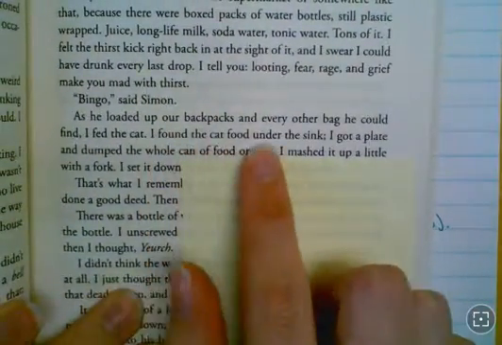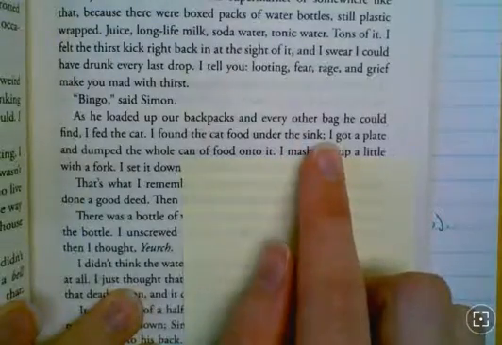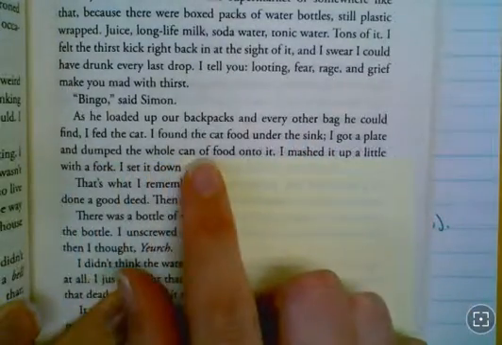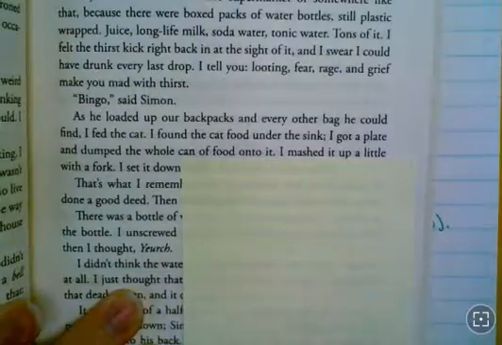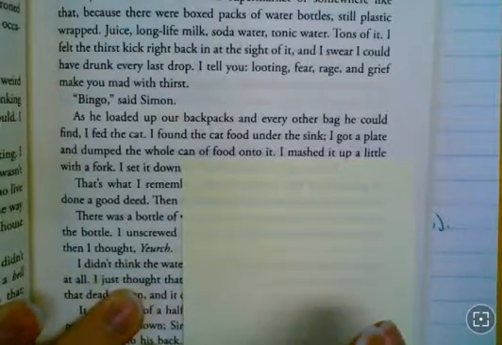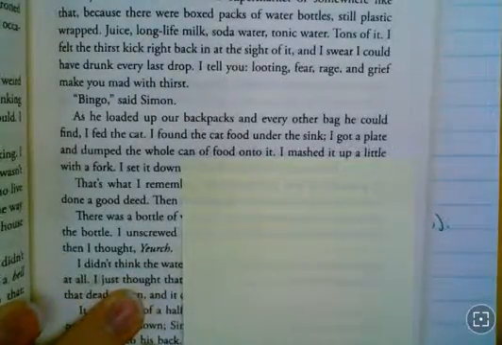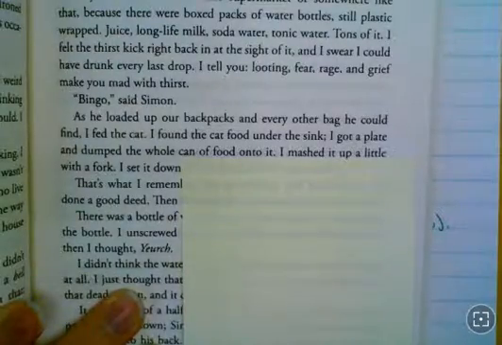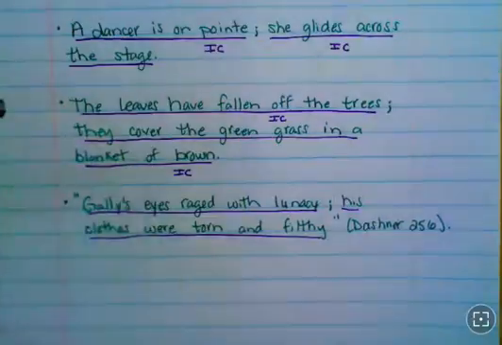So, I found the cat food under the sink; I got a plate and dumped the whole can of food onto it. So, two complete sentences. I found the cat food under the sink. I got a plate and dumped the whole can of food onto it. They relate an idea and topic, so we can join them together with a semicolon.